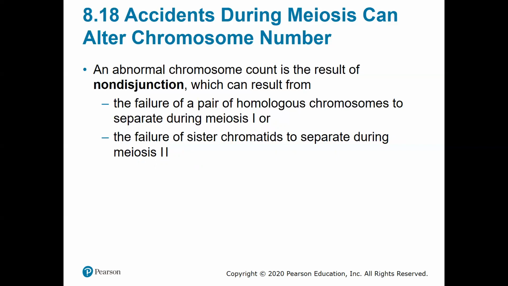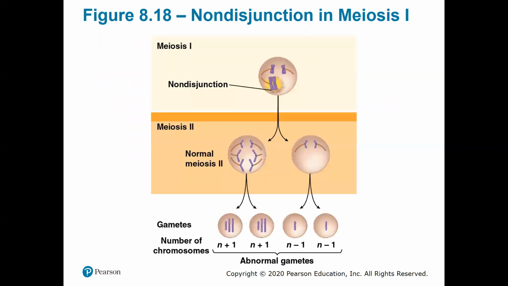An abnormal chromosome count is usually the result of what we call nondisjunction, in which there's a failure of the homologous pair to separate during meiosis 1, or a failure of one of the sister chromatids to separate during meiosis 2. One is a more devastating change than the other, and that, of course, is seen more so in the nondisjunction found in meiosis 1.